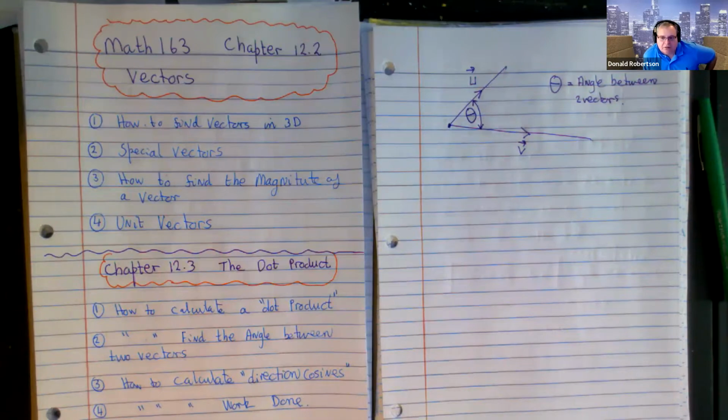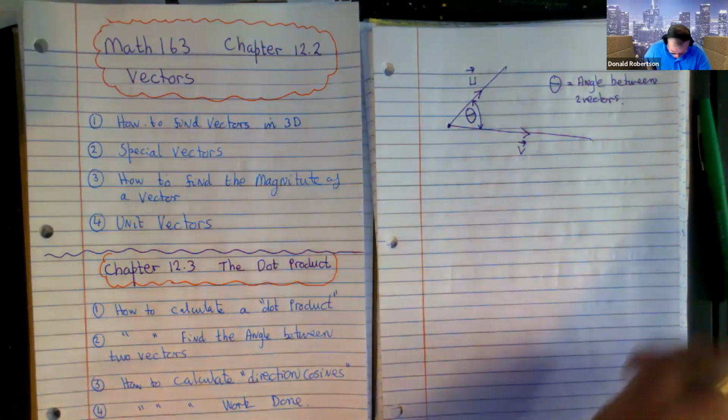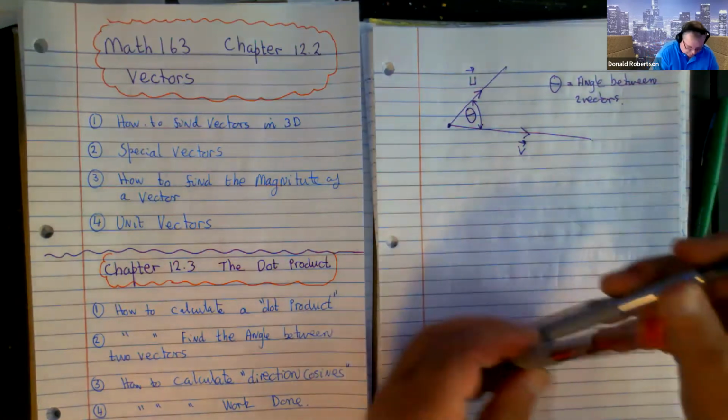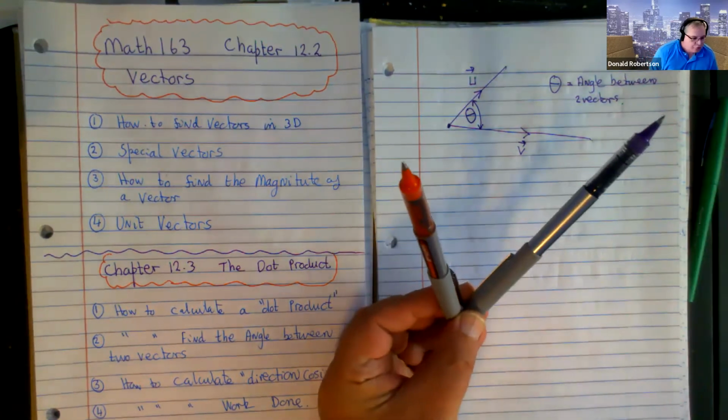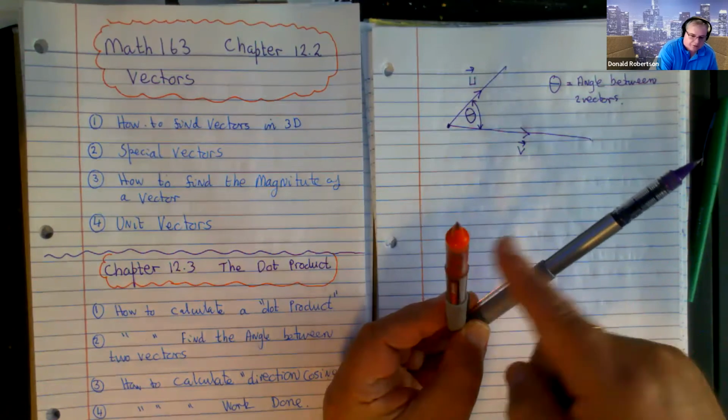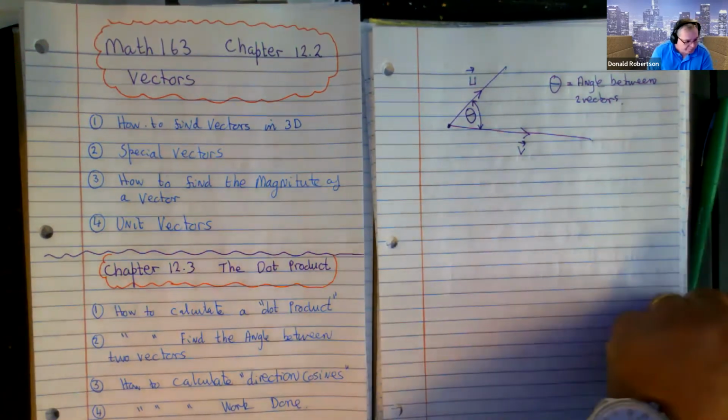So we are going to find out how to calculate the dot product first. And then later on today we're going to use it to find the angle between two vectors. And we're talking about the angle between two vectors in 3D space, like these two pens. We're talking about that angle there.